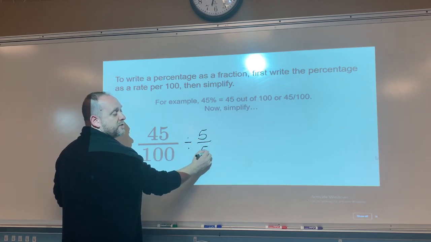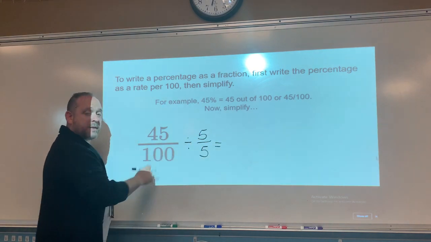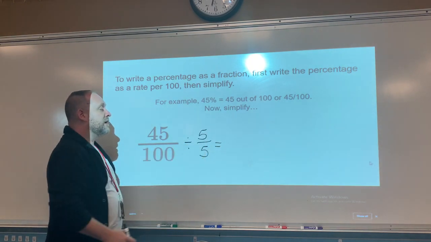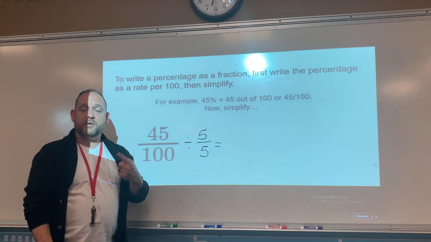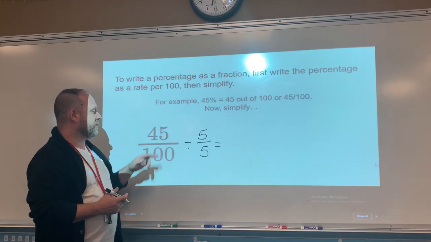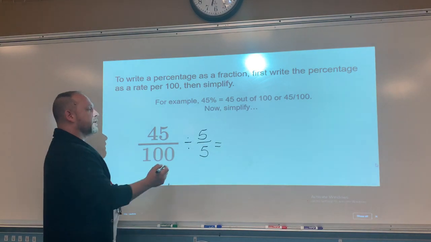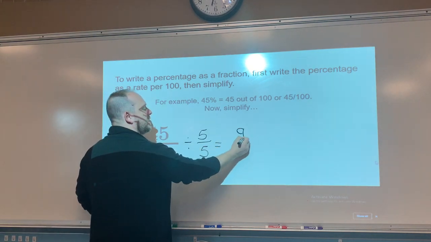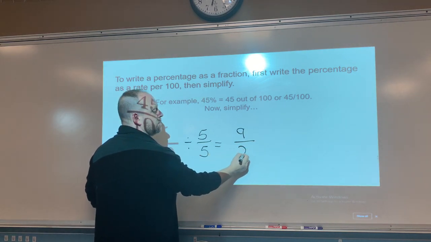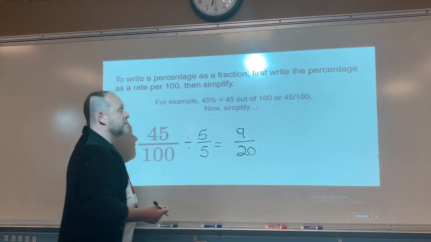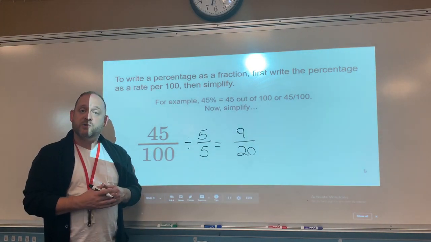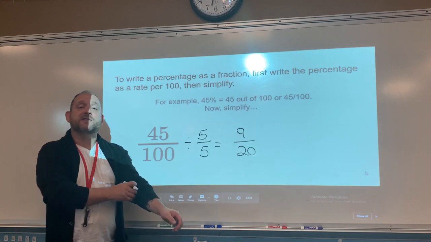Much like we renamed fractions by multiplying the top and the bottom by the same thing, if we divide the bottom and the top by the same number, it's like dividing by the number 1, which again, anything divided by 1 is still itself. It just may look a little different. So 45 divided by 5, if we go across, will give us 9. 100 divided by 5 will give us 20. So 45% is equal to 9/20ths of something. Now, this is my answer in lowest terms.